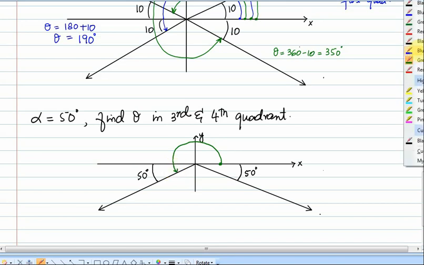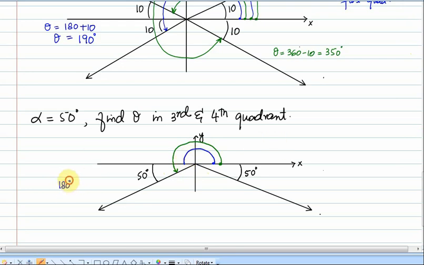Now, if you start your journey from here and cover an angle till this point, that means you have covered 180 degrees. You still need to cover this angle, and that angle is 50, so 180 plus 50 equals 230 degrees, right?